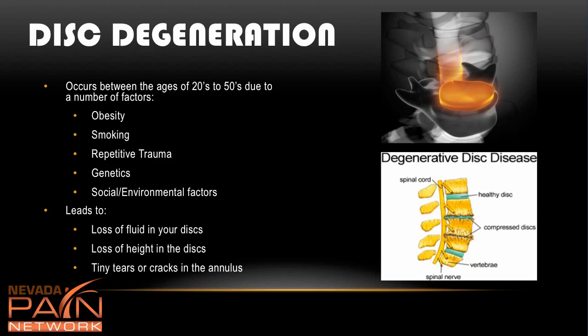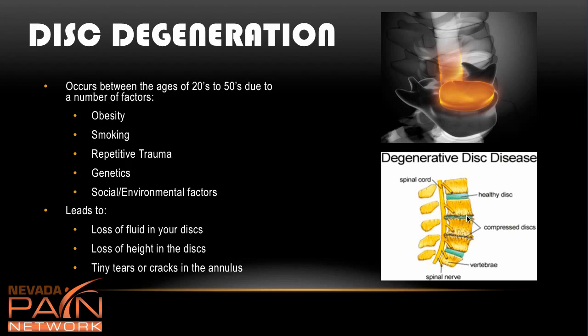So between the ages of 20s to 50s, disc degeneration occurs due to a number of factors. These can be obesity, smoking, and repetitive trauma, such as having a job as a truck driver where you're constantly bobbing up and down. There are also genetic and environmental factors that haven't fully been fleshed out. This can lead to loss of fluid in your discs, so you don't have the 80% water. It can also lead to loss of height in the disc as the water leaves, and then tiny tears or cracks in the outer area, which is the annulus.